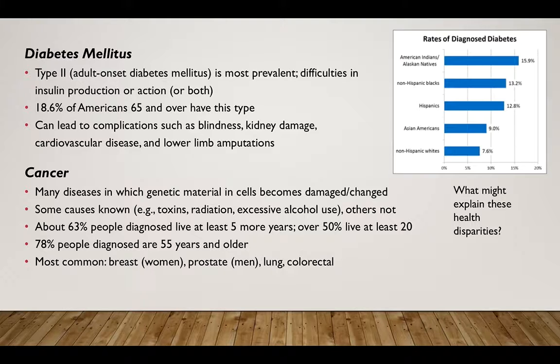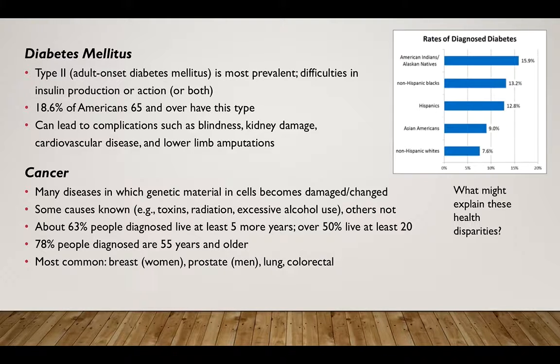Finally, cancer is another really common chronic condition. This is resulting from many diseases in which the genetic material in cells becomes damaged or changed. Some of the causes of cancer are known, such as toxins, radiation, and excessive alcohol use. Other causes are not known. About 63% of people diagnosed live at least 5 more years, and over 50% live at least 20. So many people are living with cancer.